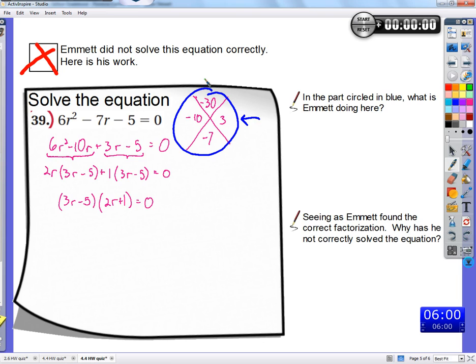So remember that a quadratic in standard form is ax squared plus bx plus c, where a is always multiplied by x squared, b is always multiplied by x, and c is always the constant. So when you say ac, you mean the thing times x squared times the constant. There's our negative 30, right? 6 times negative 5. And you put the b on the bottom. B down here.